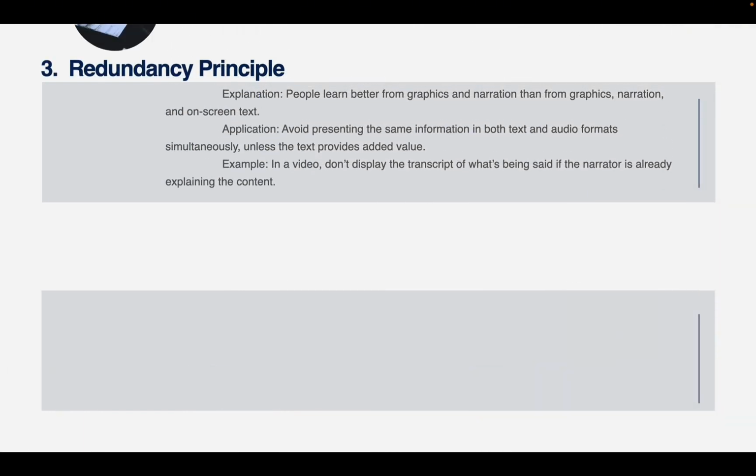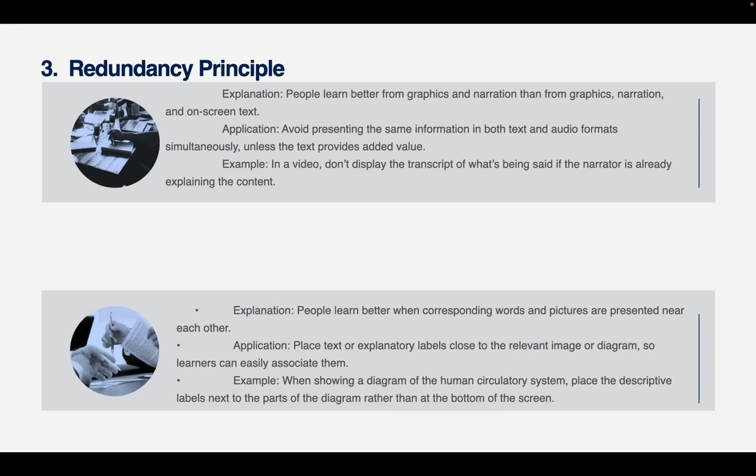3. Redundancy principle. People learn better from graphics and narration than from graphics, narration, and on-screen text, such as avoid presenting the same information in both text and audio formats unless the text provides added value. 4. Spatial contiguity principle. The explanation is people learn better when corresponding words and pictures are presented near each other. Place text or explanatory labels close to the relevant image or diagram. The learners can easily associate them.